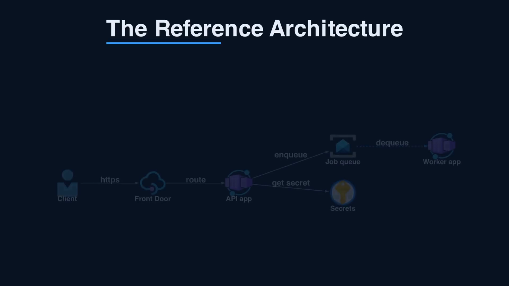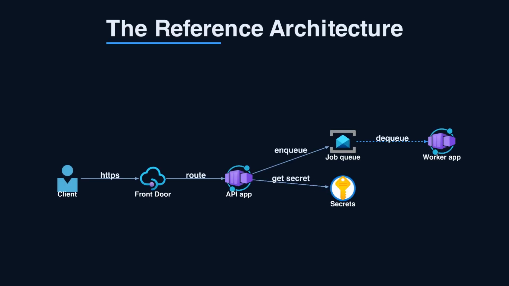Here's the wiring. A client hits Azure Front Door, which terminates TLS and routes to the Container Apps environment's built-in ingress. Inside that environment live two container apps: an API app with external ingress, and a worker app with no public endpoint at all. The API writes jobs to an Azure Service Bus queue. The worker pulls from it.